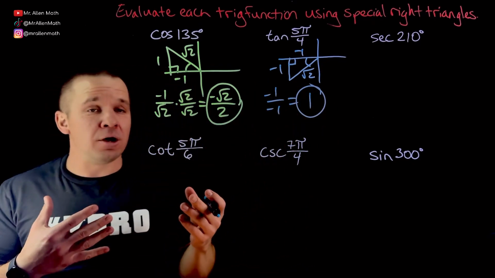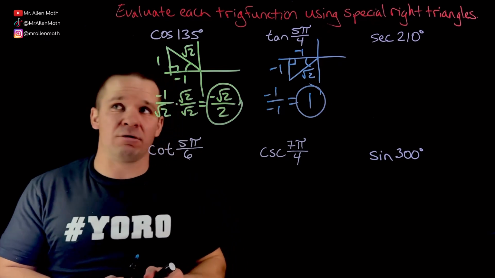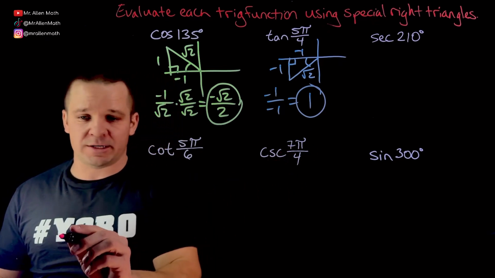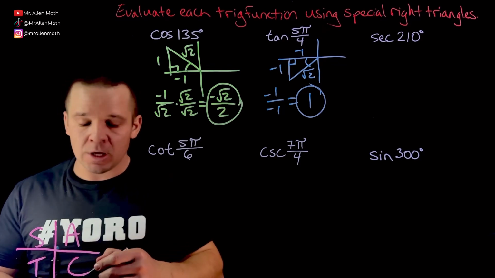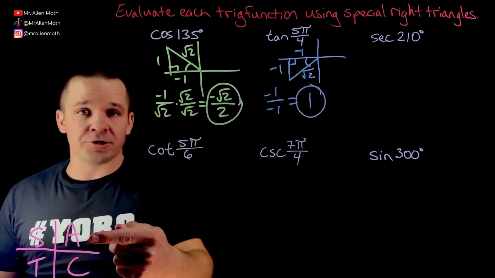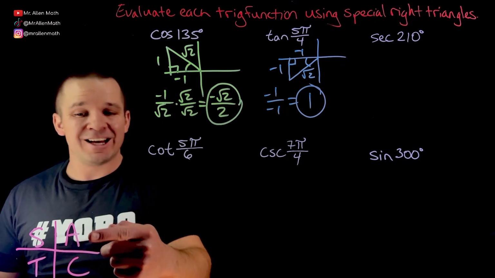Also, fun fact, a little side note, if you will. I'm just going to pop it right here. I think you could probably see it. ASTC. What does this mean? All of my trig functions are positive in the first quadrant.